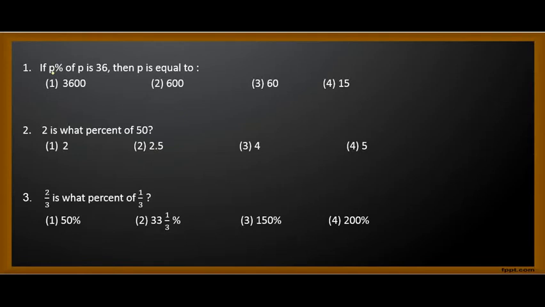First question, if P percentage of P is 36, then what is the value of P? We know that P percentage of P can be written as P by 100 into P, which is equal to how much is given? 36. On simplification, you will get P equals to 60.